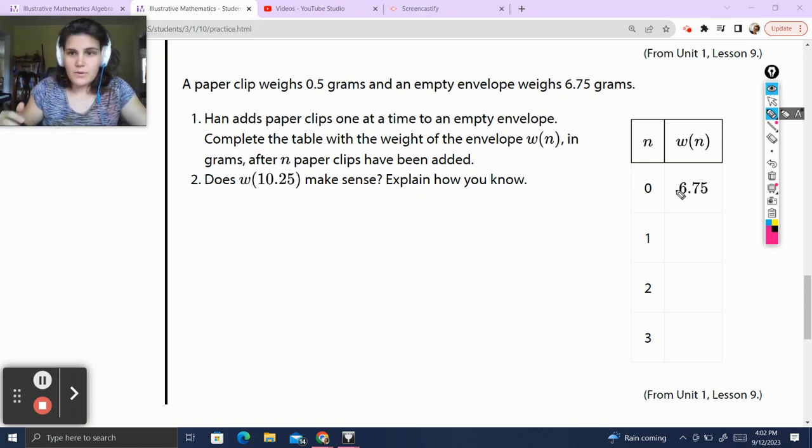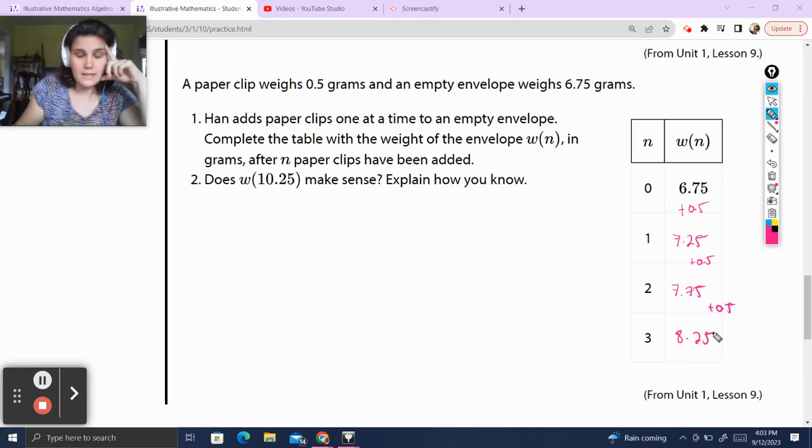Now, each paperclip weighs 0.05 grams, so after we add 1, we're going to add 0.05 grams, which gets us 7.25. We add another 0.05 grams for the second paperclip, we get 7.75. We add another 0.05, we get 8.25. And if you're not comfortable with adding decimals like this, use your handy dandy calculator. Let's erase this so our table looks a little cleaner.